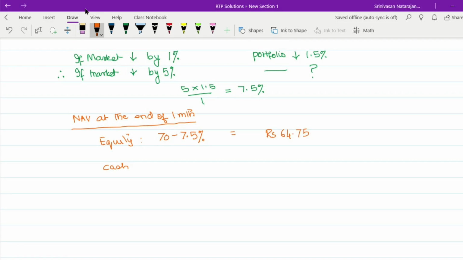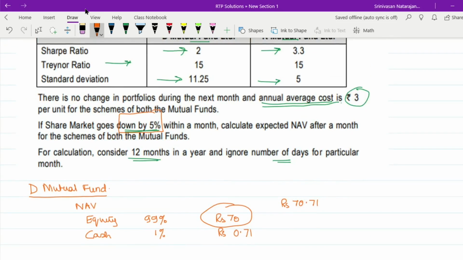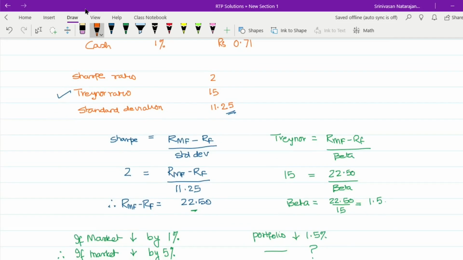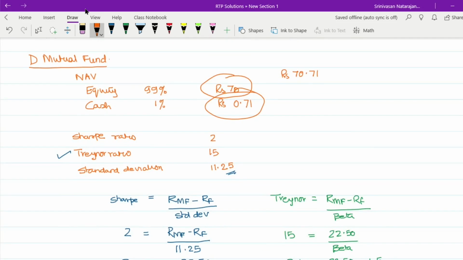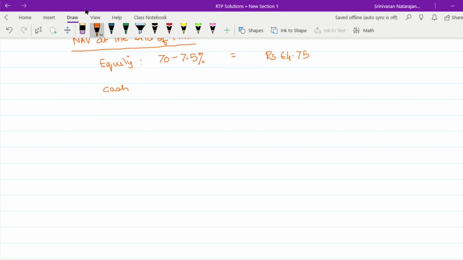64.75. Now cash, the opening balance of cash in D mutual fund was 0.71. And we know that per annum expense is rupees 3, right? So we can very well calculate the per month expense. So the cash balance would be opening balance 0.71 less expenses, which will be rupees 3 divided by 12. That gives us 0.25, which means the closing cash balance would be 0.46.